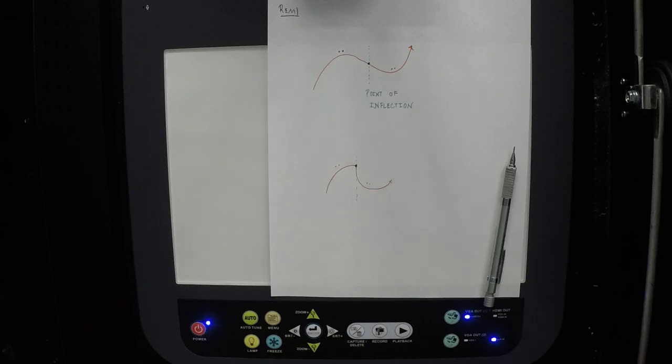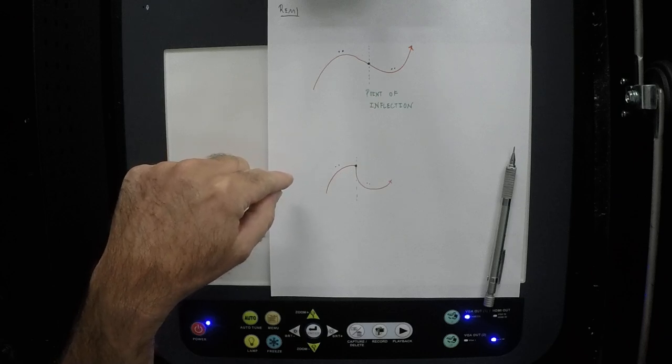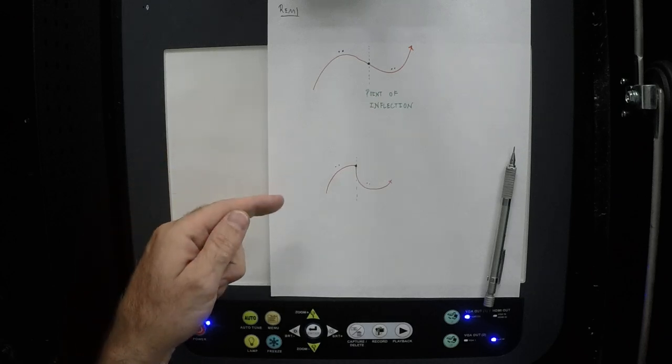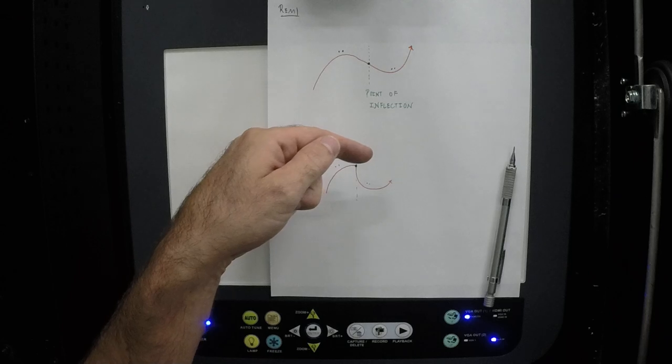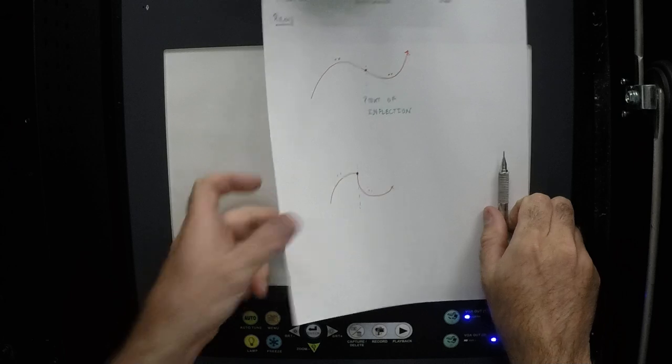No tangent, no point of inflection. If you like, can you imagine driving this trajectory with your car, right? That's, you know, that's hitting a wall or whatever, right? That's not a point of inflection. That's the point of impact or something, right? Not a point of inflection. You have to have a tangent. Okay.